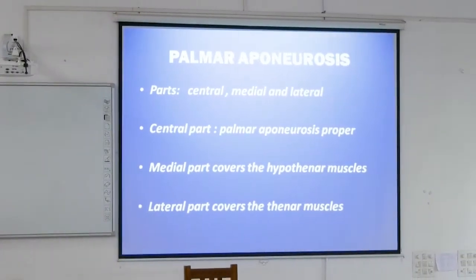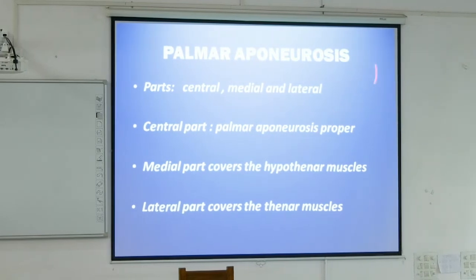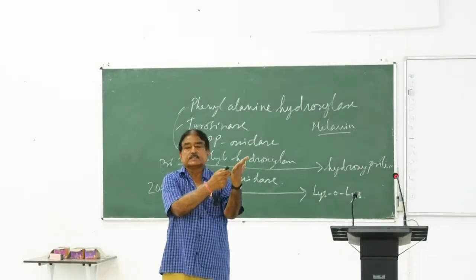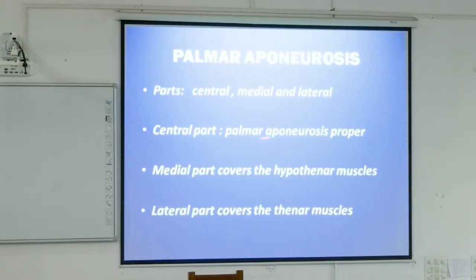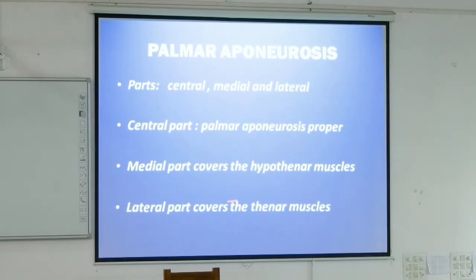Now, palmar aponeurosis. It has parts: central, medial and lateral. It's an expansion like this. This is the lateral, this is the medial, this is central. The central part is the palmar aponeurosis proper. The medial part covers the hypothenar muscles, and the lateral part covers the thenar muscles. You can see this is the thenar, and this is the hypothenar.